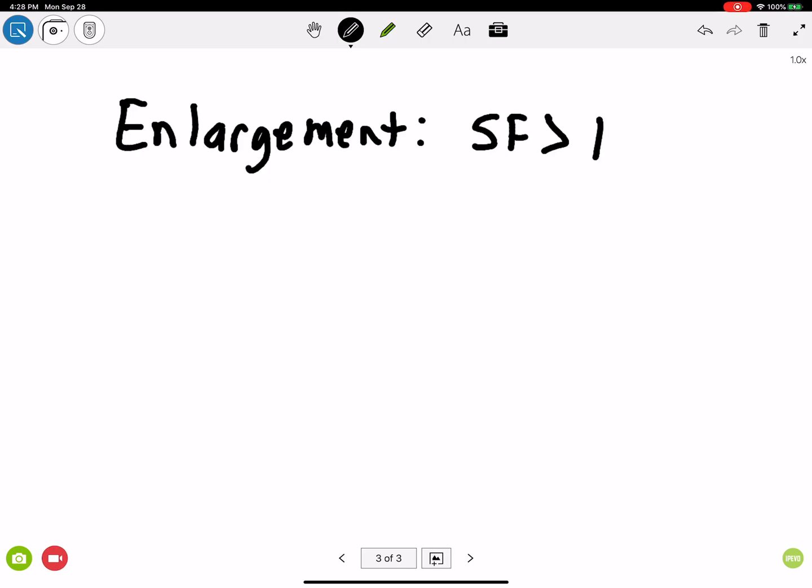Because if I have a 2x3 box and I tell you the scale factor is 1, well, remember you multiply by the scale factor. 2 times 1 stays 2, and 3 times 1 stays 3. Nothing changed. I still have a 2x3 box. So it's neither an enlargement nor a reduction. Well, what about a reduction?